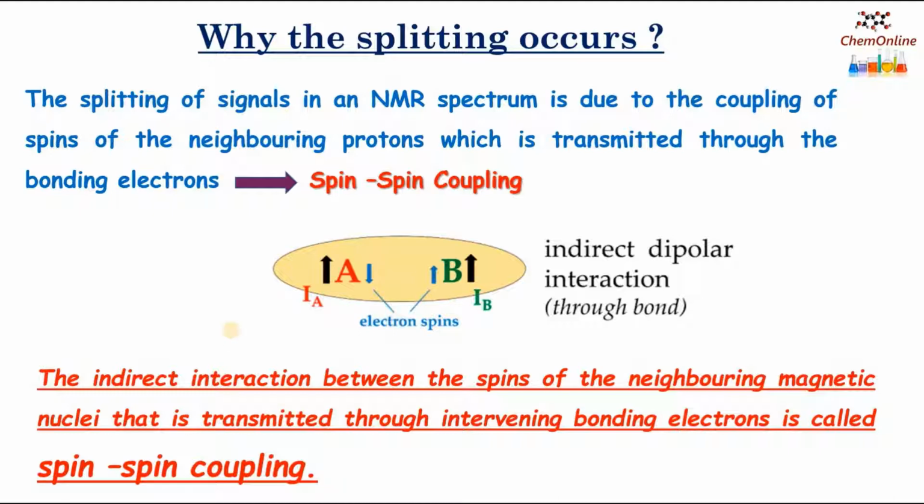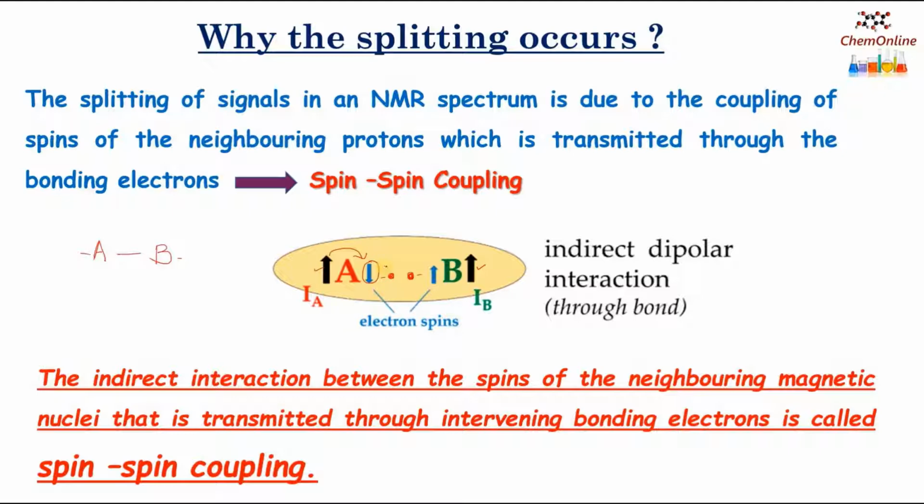So consider two protons A and B, which are connected through bonding electrons. So here you can see the spin of proton A, and this is the spin of proton B, and these two protons are connected through bonding electrons. A bonding electron will have a tendency to pair its spin with the spin of the nearest proton. The spin of the electron is affected by the spin of the neighbouring proton.